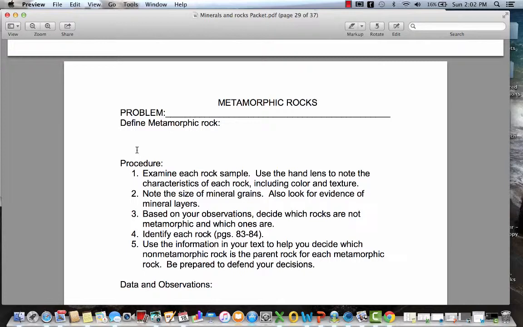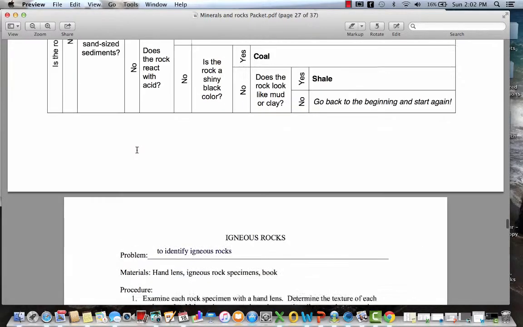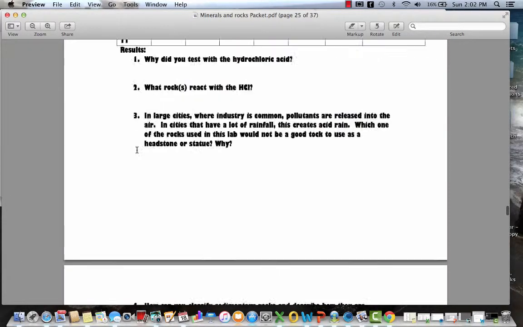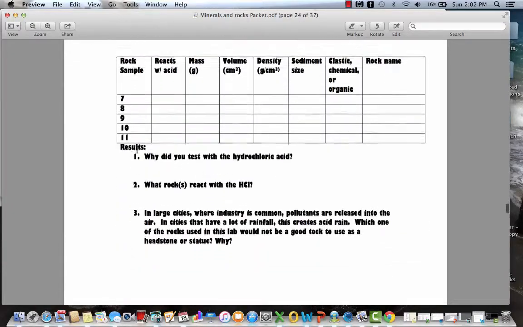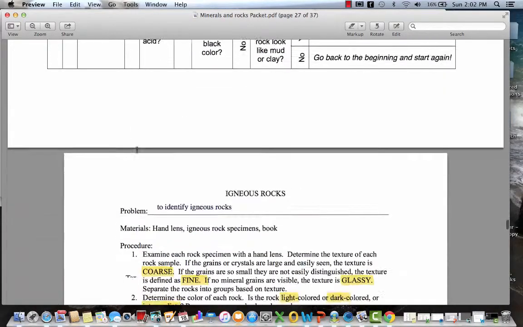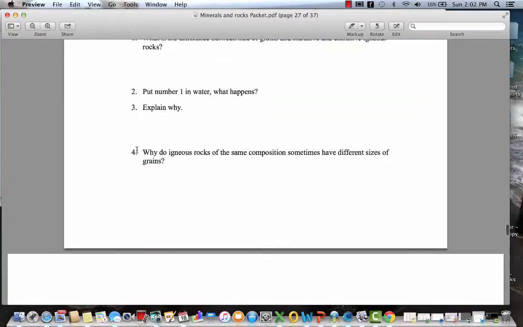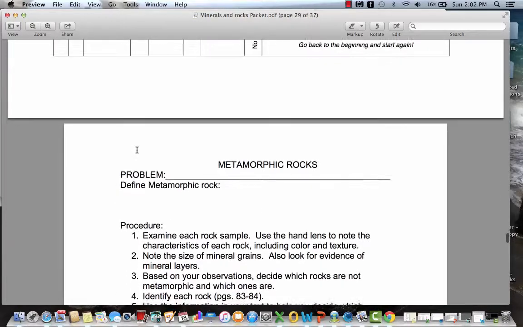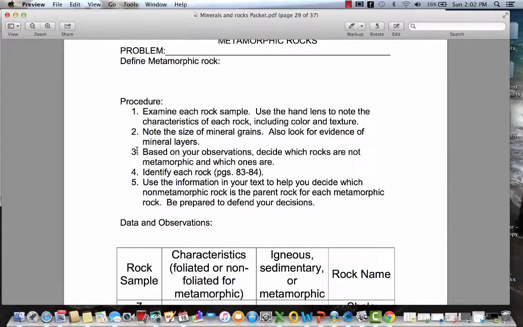So, in our lab notebook, we should have already done these two things on Monday. We did the sedimentary rocks lab on Monday and you filled this out. And then also we did the igneous rocks lab on Monday and you should have filled this out. I'm making this on Sunday evening, so if we didn't get to that, we'll finish it on Friday. But today we're going to do metamorphic rocks.